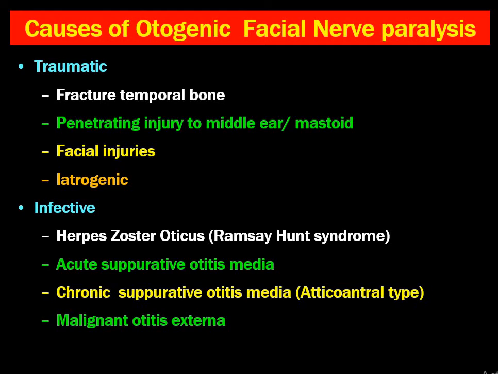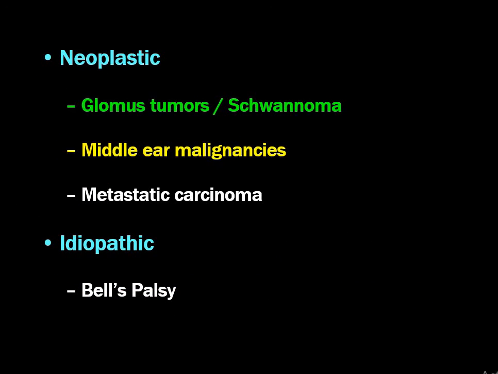Coming to different causes of otogenic facial paralysis, they can be classified as traumatic facial paralysis: fracture of the temporal bone, which might be longitudinal or transverse, penetrating injury to the middle ear or mastoid, facial injuries, and iatrogenic injuries during surgery. Infective conditions: herpes zoster oticus, also called Ramsay-Hunt syndrome, acute suppurative otitis media, and the atticoantral type of chronic suppurative otitis media, which is the common condition that leads to facial paralysis, and sometimes malignant otitis externa. Neoplastic: glomus tumors, schwannoma, middle ear malignancies, and metastatic carcinomas can all damage the facial nerve. Bell's palsy is one of the idiopathic conditions that might lead to unilateral lower motor neuron facial paralysis.